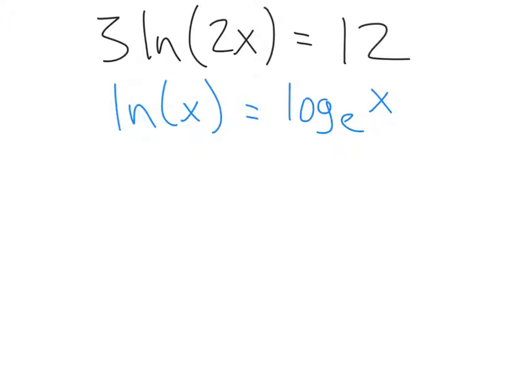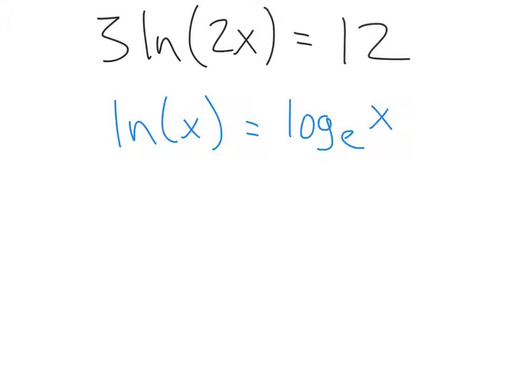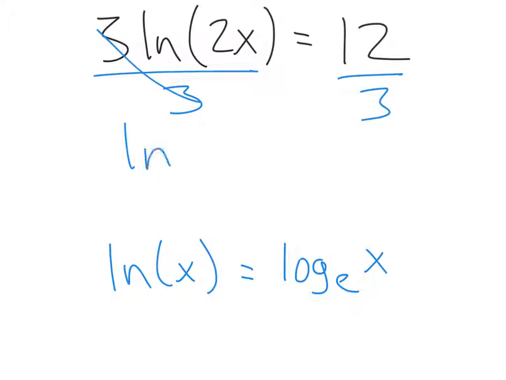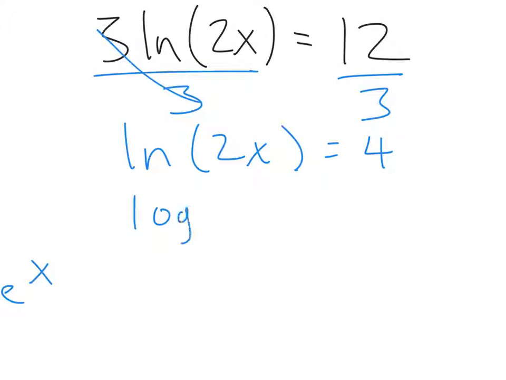This is a similar problem, except it has a natural log, and you need to remember that natural log of x is equal to log base e of x. So first things first, though, we need to actually isolate the natural log of 2x piece. We need to divide both sides by 3 first. So those 3's cancel, and we'll get natural log of 2x equals 4. And now, instead of natural log, we're going to think of this as log base e of x. So this will be log base e of 2x, actually, because that's what we have inside of it, equals 4.